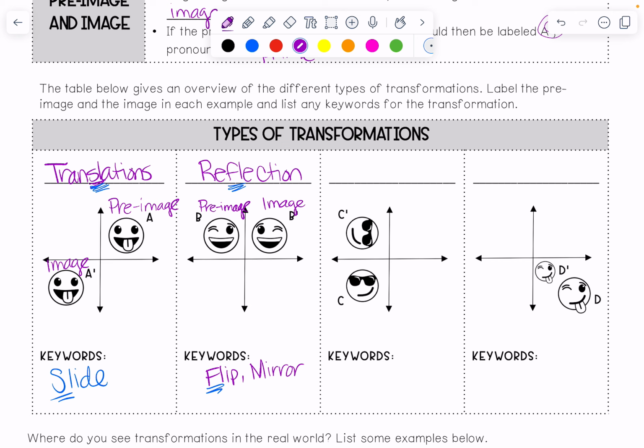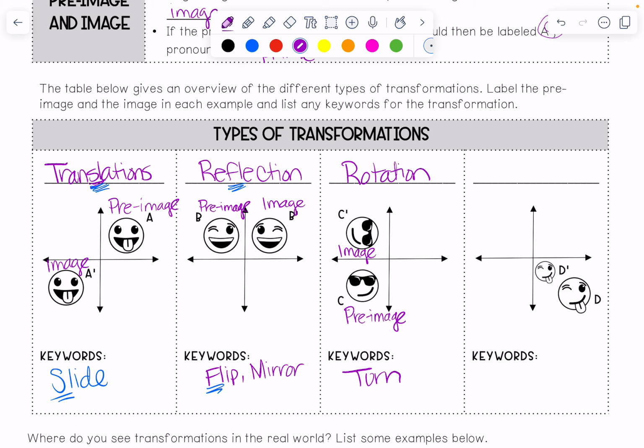In our next example, we have our pre-image of C, and C prime is our image. On this one, notice the size and the shape are the same, but it's facing a different direction. So this is a rotation. A key word for rotation might be to turn it.